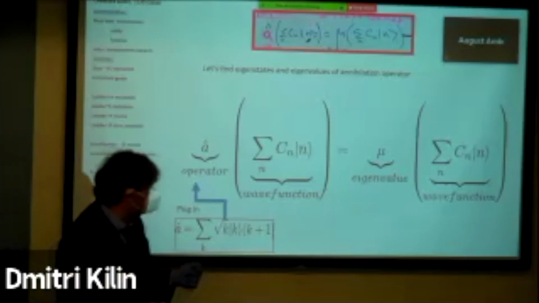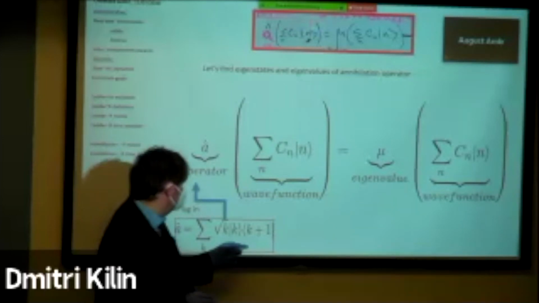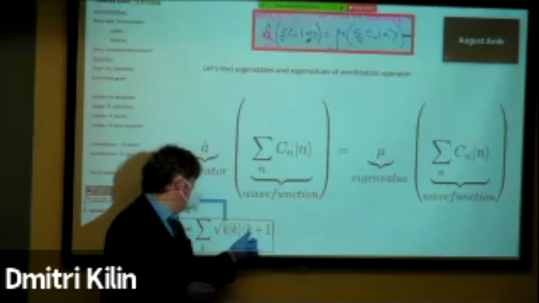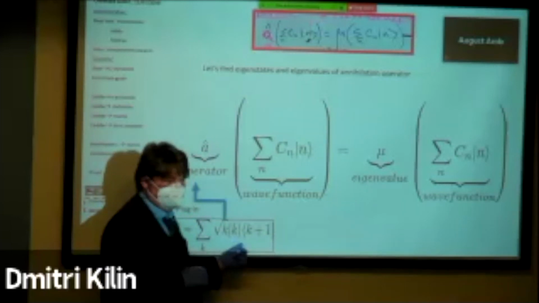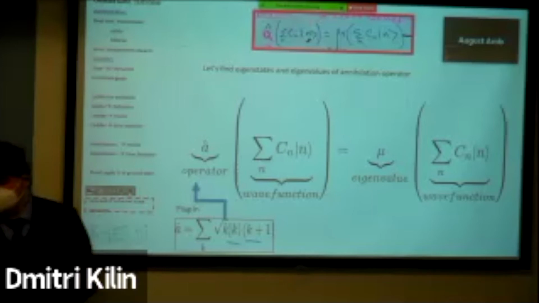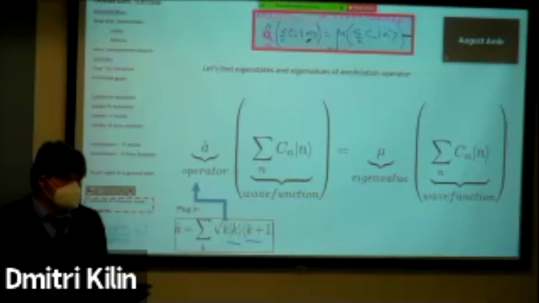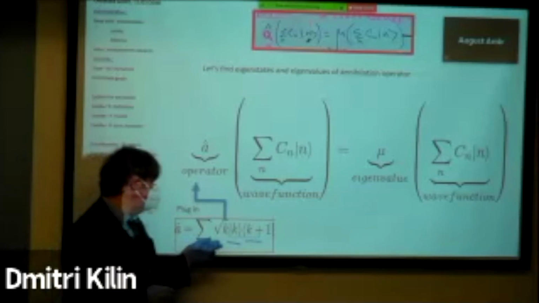So the annihilation operator converts the eigenstate of the higher number to eigenstate of the lower number. Okay? So it was in the homework that you just submitted and what we discussed in the key to the homework. So matrix with upper subdiagonal with square roots.